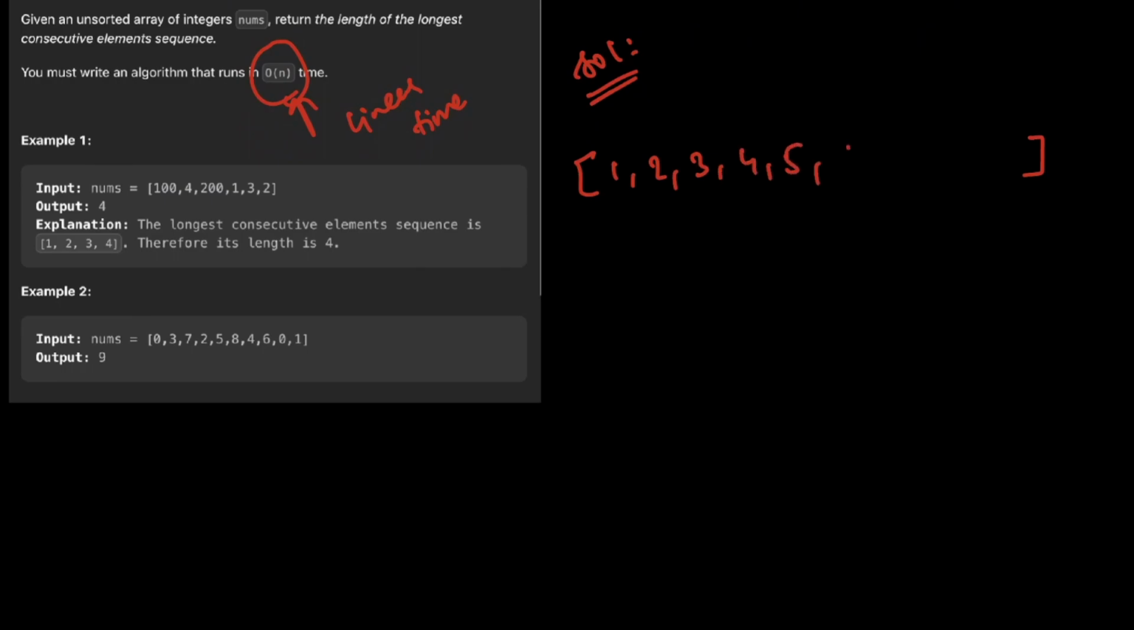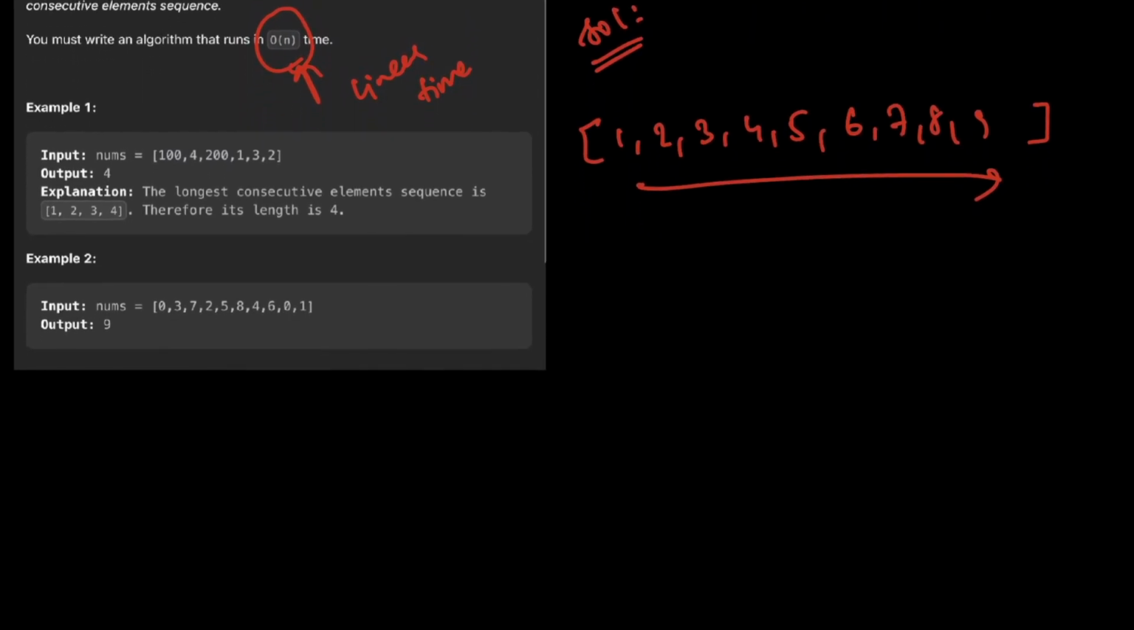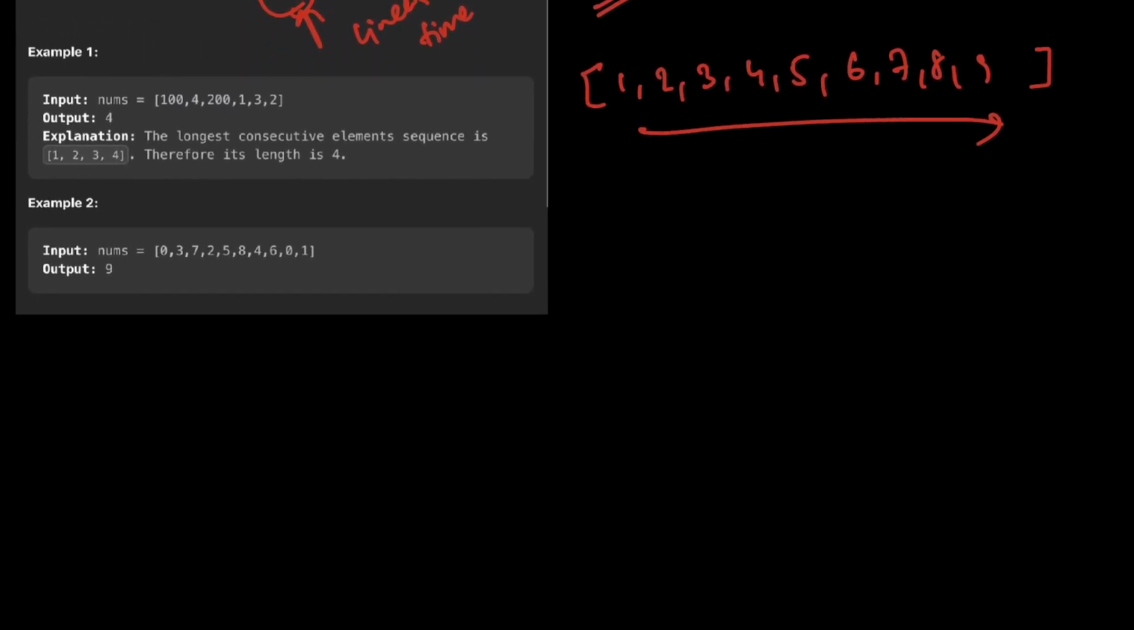Assume this is our input data. So we know that the longest consecutive sequence here is 9, right? The way we would solve it is we try to identify the start of the chain, or the start of the longest consecutive sequence. We can have multiple. In this example, we just have one.